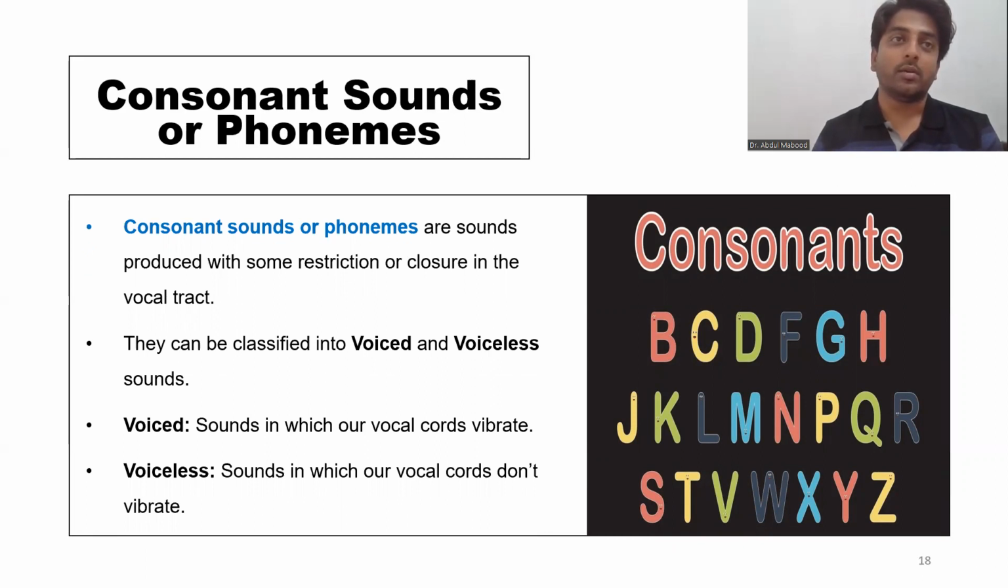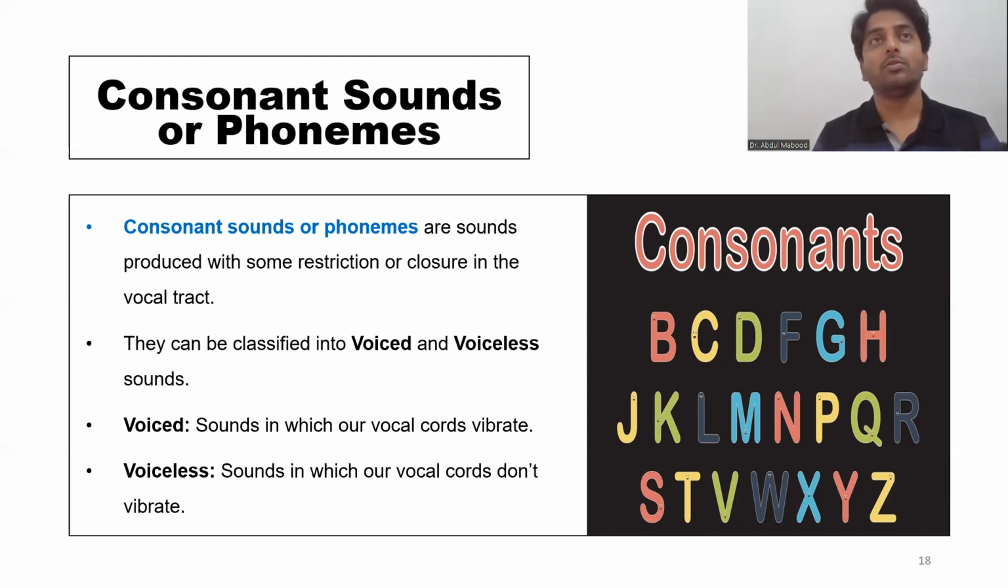G can produce sounds like J in the case of gin, or the G sound in the case of Google. Again, C can give you the sound like cat and also cell, right? As in the case of vowel sounds or vowel phonemes, which were divided into two categories, monophthongs and diphthongs, here we have voiced and voiceless.